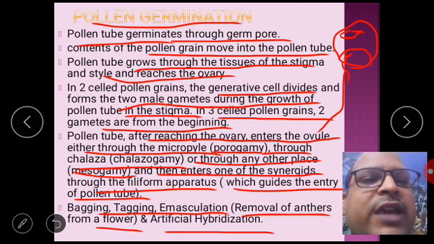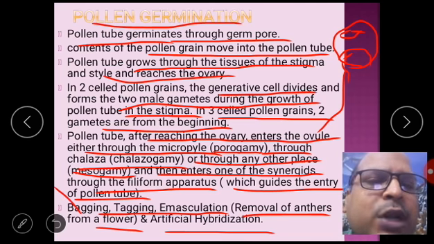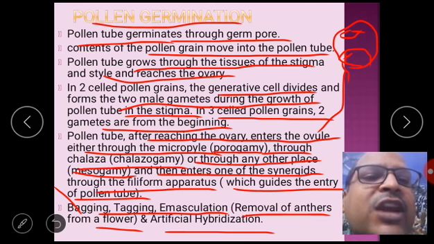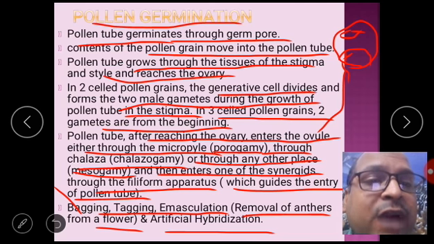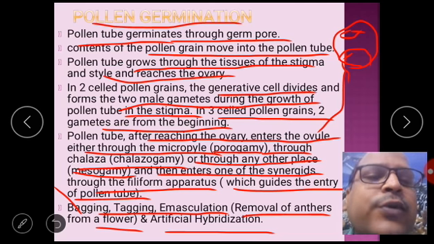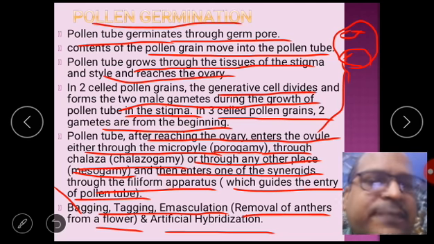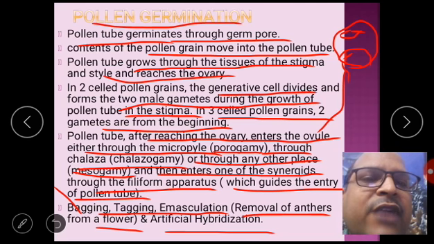After that, we put a polybag on it, which is called bagging. Either a polybag or a paper bag can be used to prevent pollen grains from a different flower from falling on it. We don't want another pollen grain to come and fall on the flower which we have emasculated. So we put the polybag or paper bag on it. This is known as bagging. And we will do tagging.